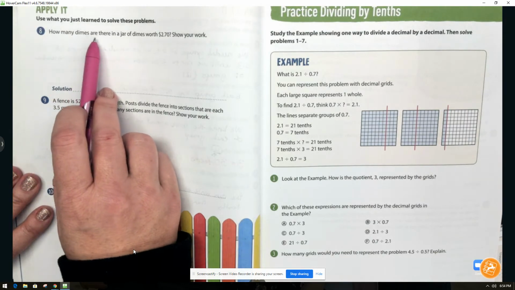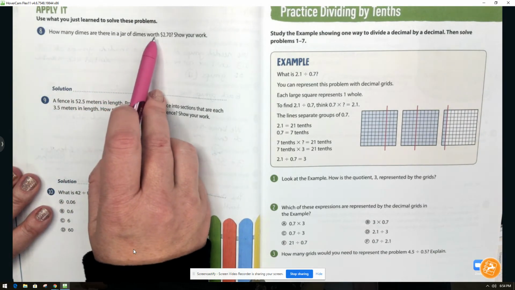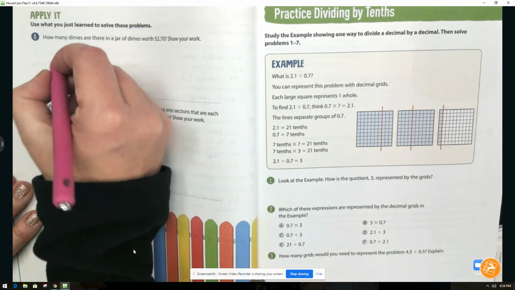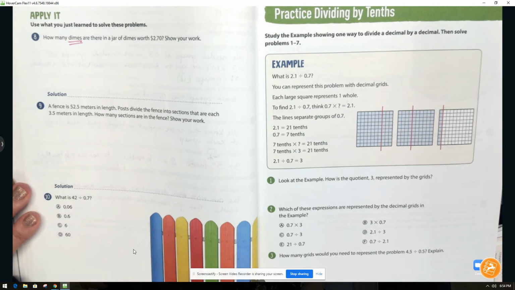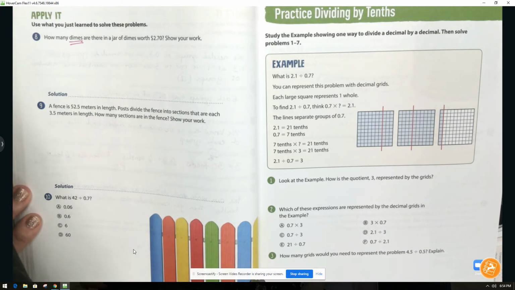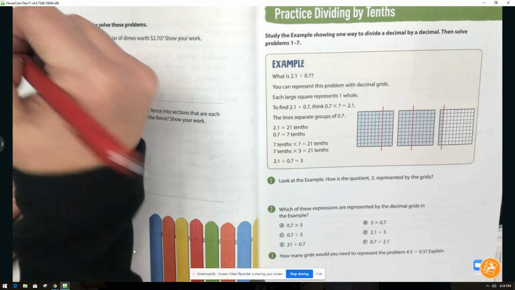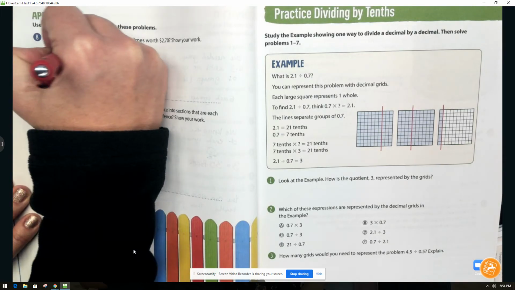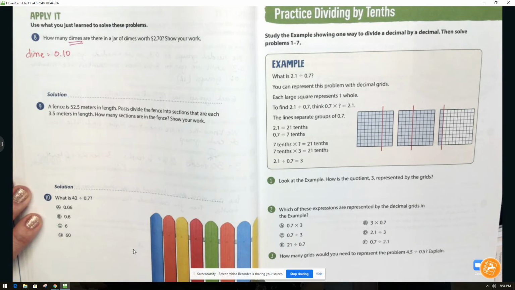It says, how many dimes are there in a jar of dimes worth $2.70? So first of all, the word dime is really important because it gives us a value, but it doesn't tell us what that value is. So we have to know what a dime is. A dime is worth how many cents? A dime is equal to 10 cents, or 1/10 really, but we're going to say 10 cents, okay?